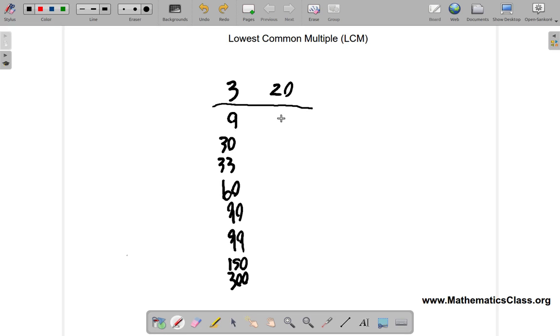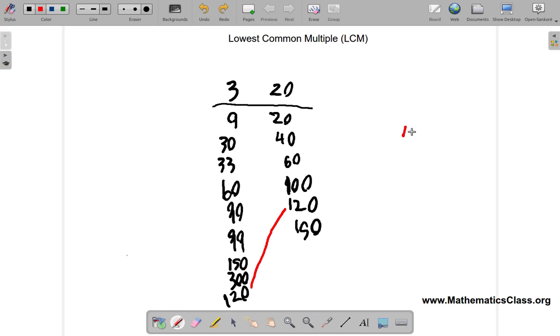What are some multiples of 20? You have 20, 40, 60, 80, 100, 120. 120 is a multiple of 3 too, I left that out anyway. You have 150, and so on and so forth. So these are multiples of 3 and multiples of 20. Let's identify the common multiples. Oh, I see one here. 120 is a common multiple. So the common multiples include 120.